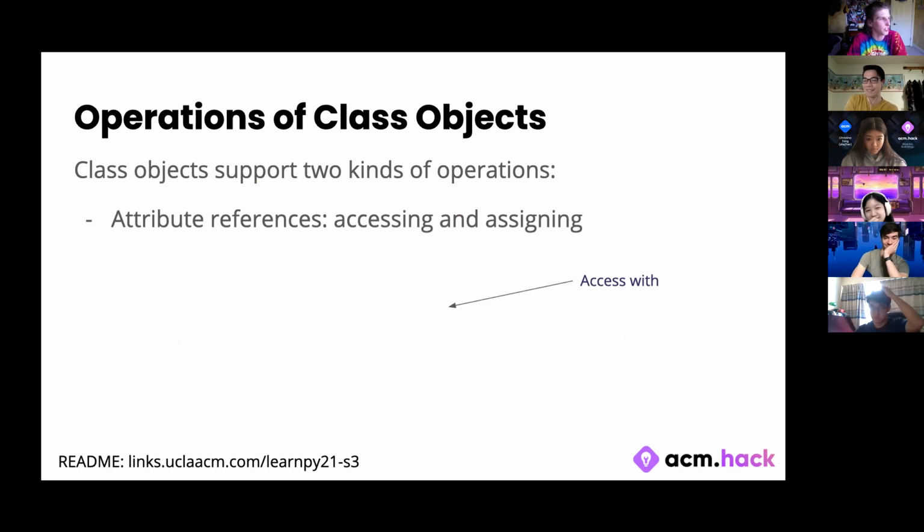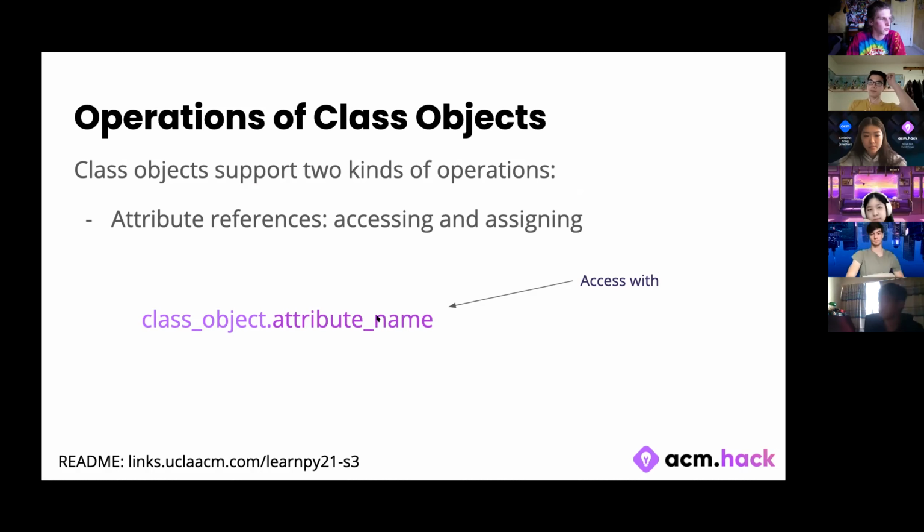So, operations on class objects. Class objects support two kinds of operations. The first one is attribute references. The second one will be on the next slide. Attributes can be accessed with class_object.attribute_name, so whatever I named it, then a dot, and then the name of the attribute. Attributes can also be assigned using equal signs. So I could say class_object.attribute_name equals whatever I want to set it equal to.